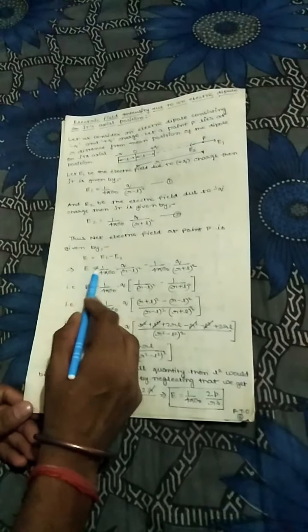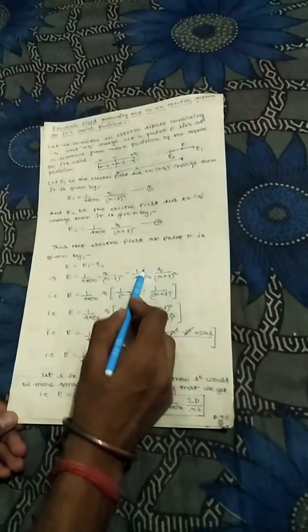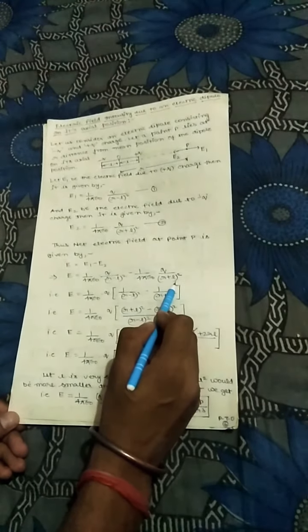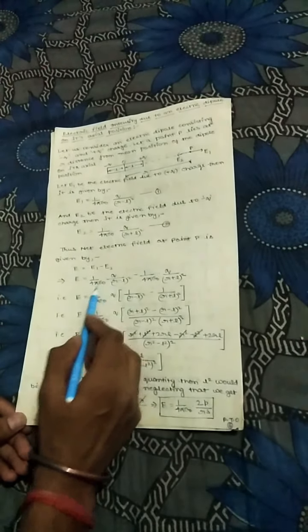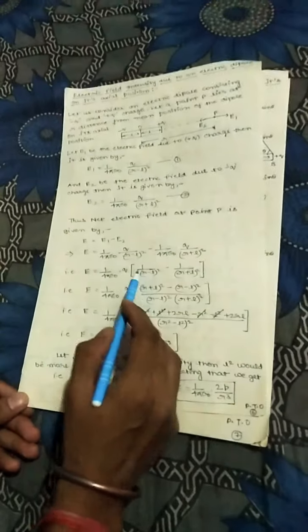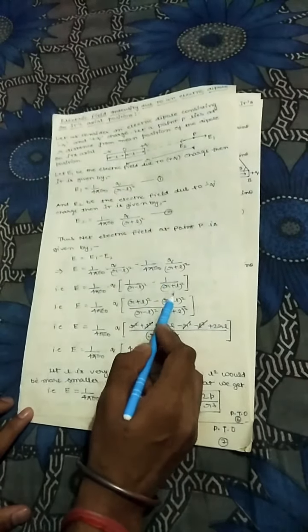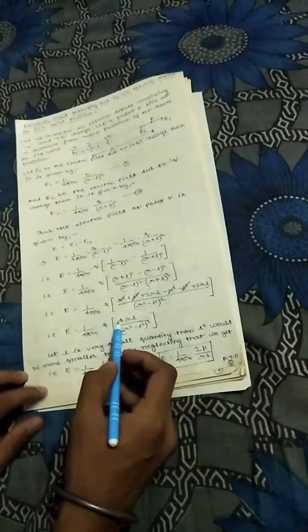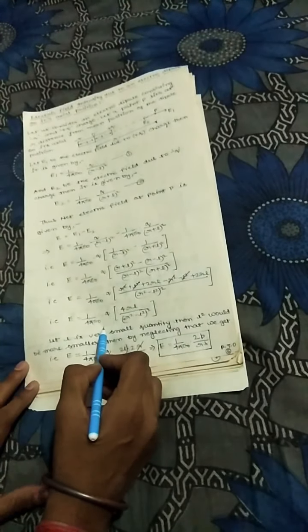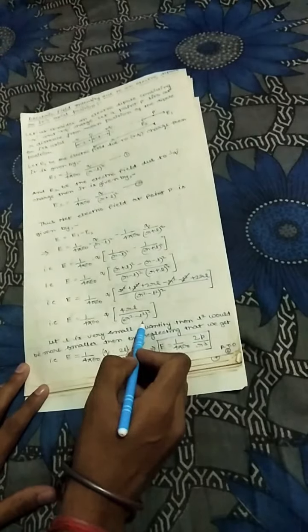Putting the values from equations 1 and 2, E is equal to 1 upon 4 pi epsilon naught q upon (r minus L) whole square minus 1 upon 4 pi epsilon naught q upon (r plus L) whole square. Here we can see that q upon 4 pi epsilon naught is common. Taking it common, inside there would be 1 upon (r minus L) whole square minus 1 upon (r plus L) whole square. Solving it, we get E is equal to 1 upon 4 pi epsilon naught q times 4rL upon (r square minus L square) whole square.